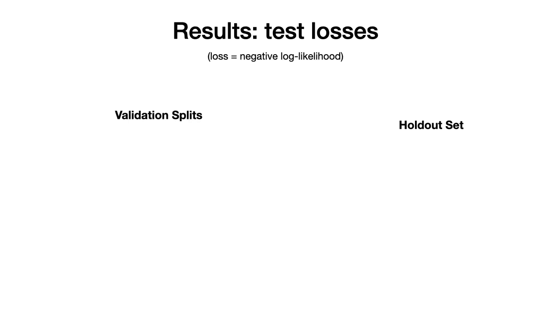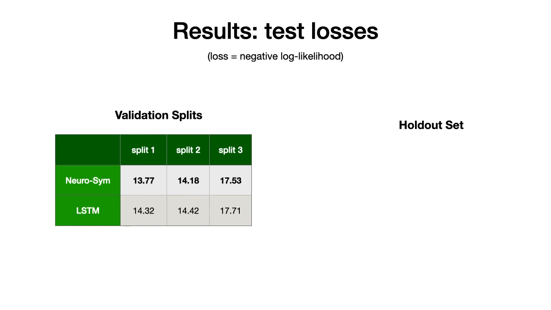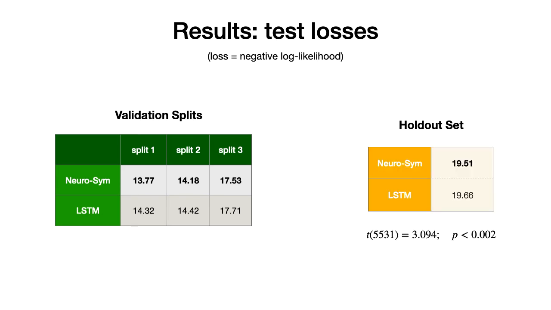So we tested our model for its ability to generalize to new characters from novel alphabets, looking at test losses or negative log likelihoods. And in a threefold cross-validation experiment with Omniglot training set, we found that it outperformed a baseline LSTM model in all three folds. And we also compared performance on a completely withheld set of novel characters. And again, our neurosymbolic model outperforms the LSTM, and its outperformance was statistically significant.